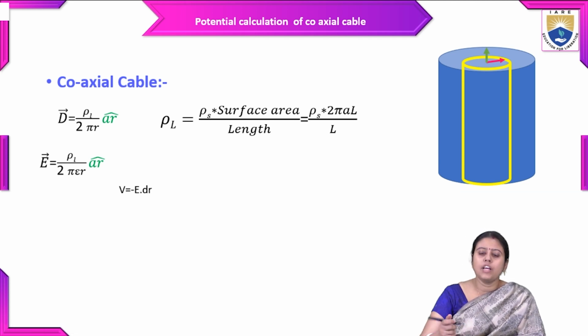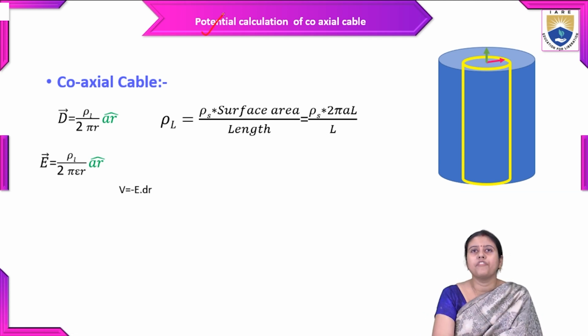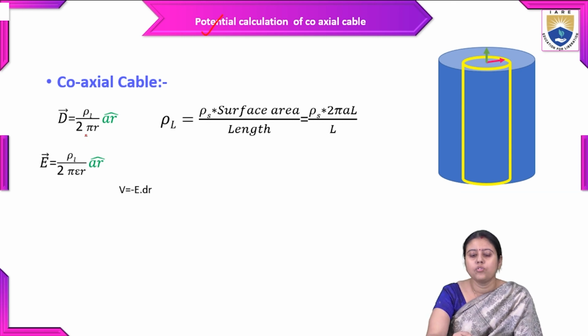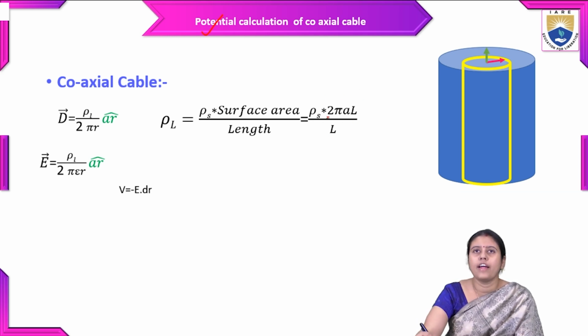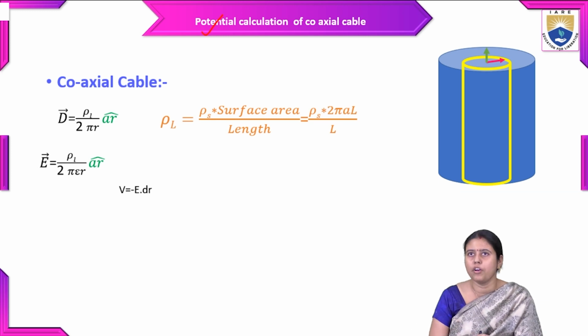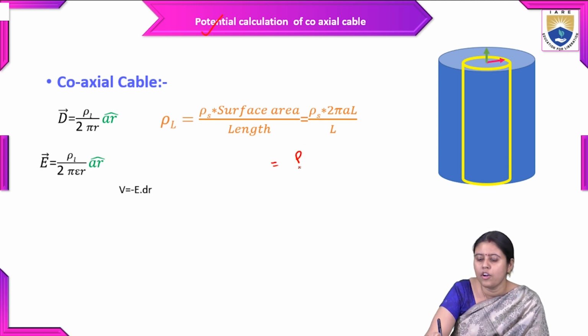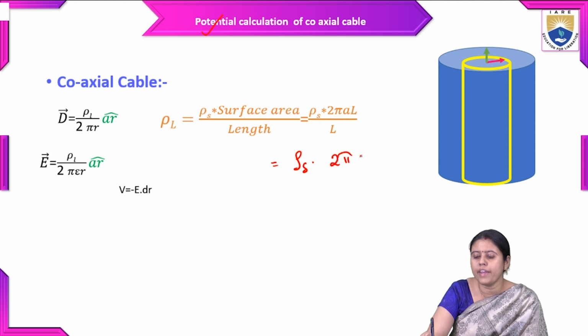Now we will do the potential calculation of the coaxial cable. In the coaxial cable, as we discussed earlier, D is equal to rho L by 2 pi r AR. Rho L is the surface area by length, 2 pi AL for the cylinder surface area. In the previous section also we got the same data. Rho L is equal to rho S into 2 pi AL, so AL will cancel out, and it is coming rho S into 2 pi A.